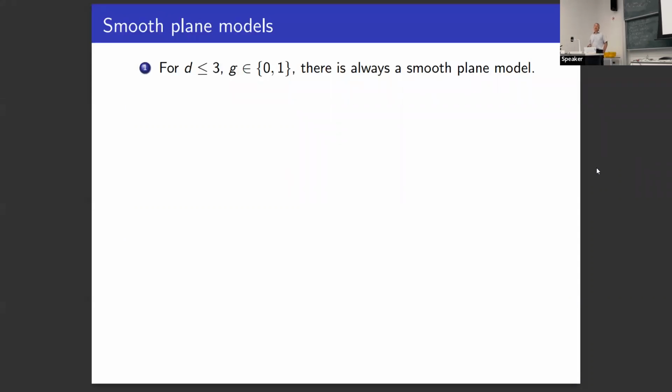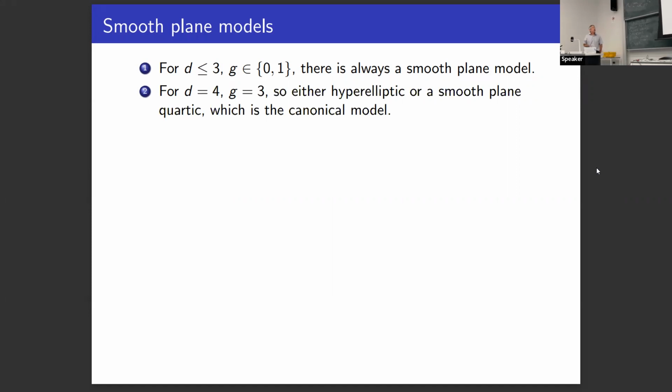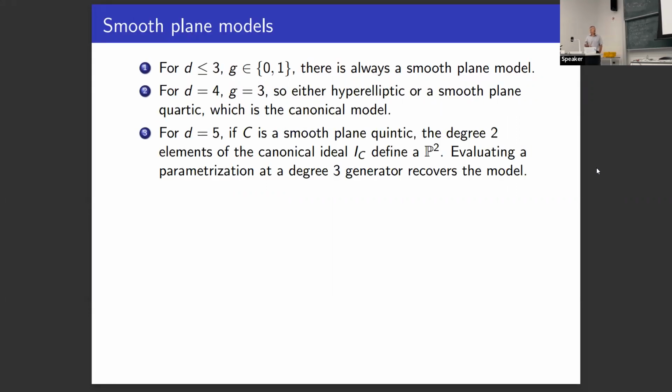So let's talk a little bit about smooth plane models. For small degree, that's easy. When the genus is either 0 or 1, you can always find a smooth plane model. When the genus is 3, we can get either a hyperelliptic curve or a smooth plane quartic, which is the canonical model. So computing the canonical model is just a smooth plane model in this case.